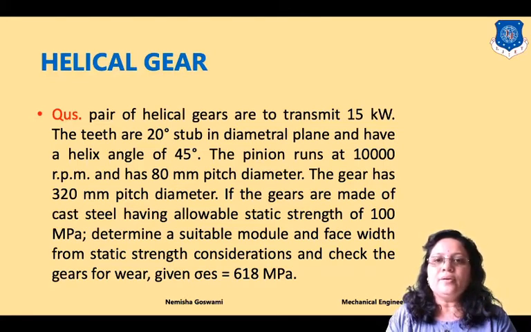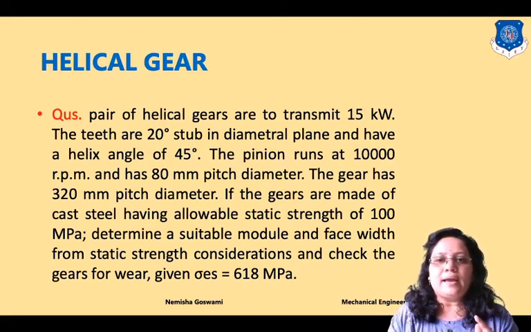Now, the teeth are 20-degree stub in the diametral plane. So what is meant by 20-degree? It means your pressure angle is 20-degree, but of which type? This is the stub behavior, you can say, right? And they have a helix angle of 45-degree. So what is alpha? Alpha here indicates 45-degree.